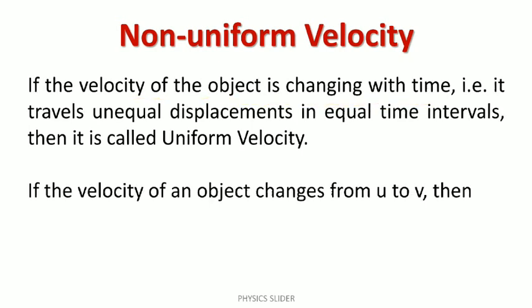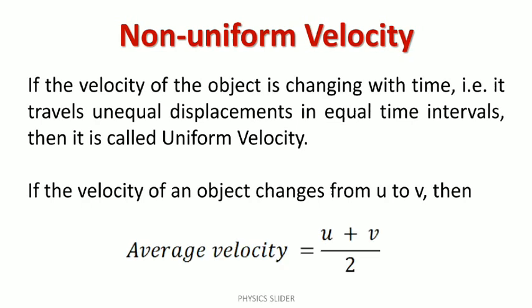In this condition, if the velocity of the object changes from u to v, where u is the initial velocity and v is the final velocity, then we need to calculate the average velocity in case of non-uniform velocity. Watch here, the average velocity will be given as (u plus v) upon 2, the sum of the velocities upon the number of velocities. Hereby we can calculate the average velocity, which is (u plus v) upon 2.